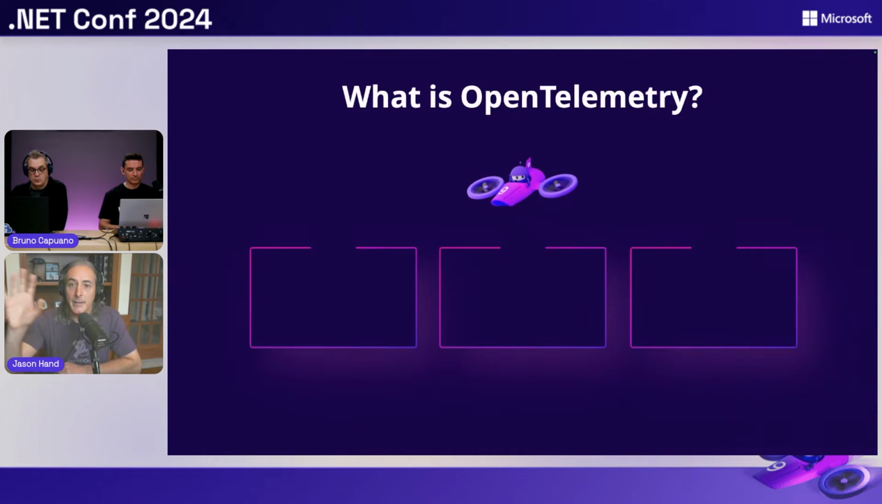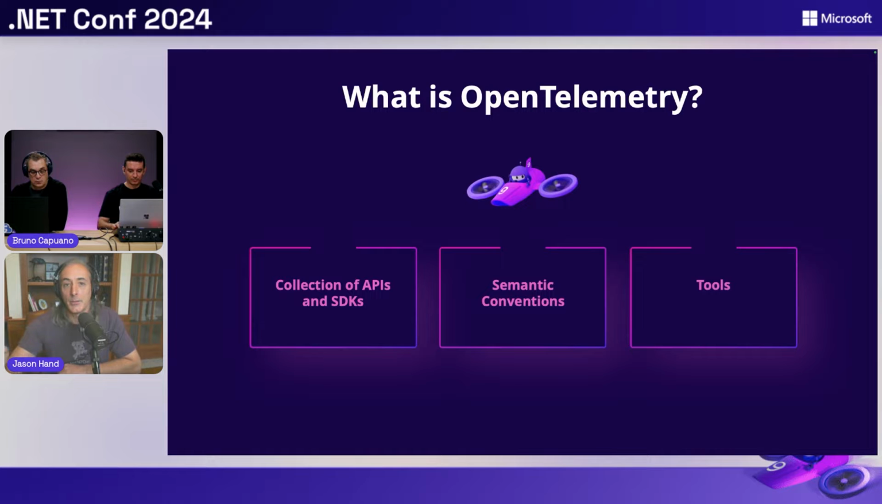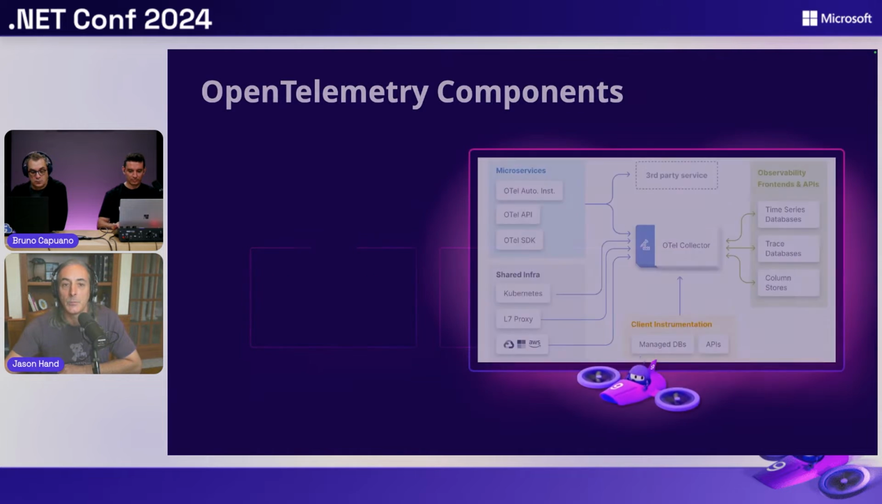If you bucket OpenTelemetry into a couple different things, we've got collection. It's a collection of APIs and SDKs. It also has a lot of semantic convention aspects to it, which really helps us standardize how we collect and export and deal with a lot of this data. And then there are some tools that I'm going to point out as well.